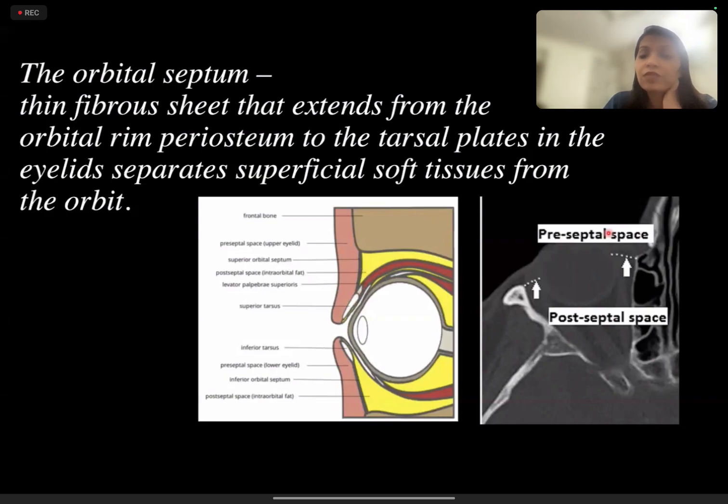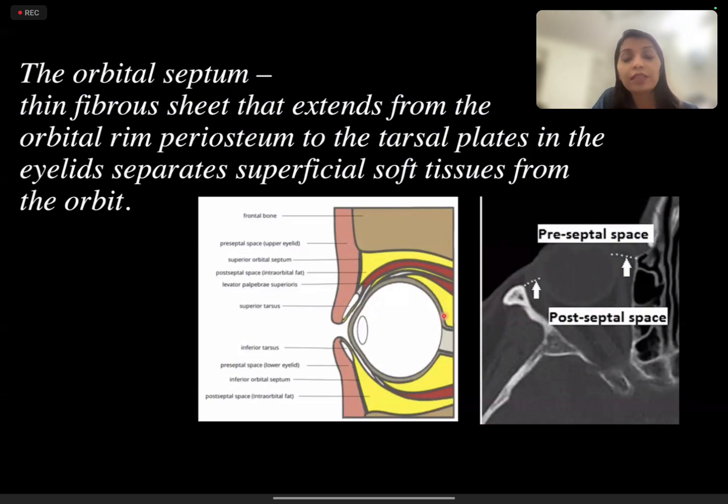And what it means for us as radiologists is this imaginary line that extends from the periosteum of the orbit going through into the eyelid here. And this is the one that separates the superficial tissue and the deep tissue in the orbit. So it prevents the infection from spreading deep into the orbit. And the management, of course, is different. So it's very important to be able to correctly identify the two conditions.